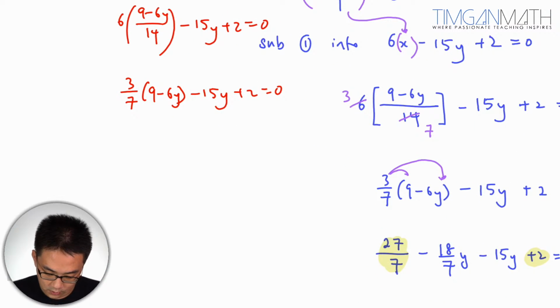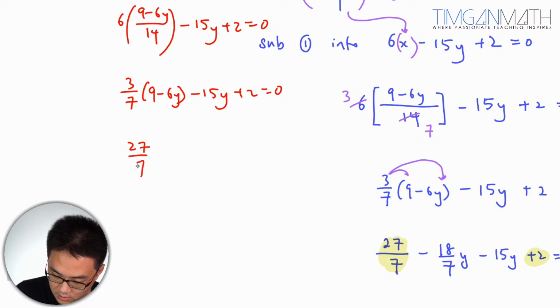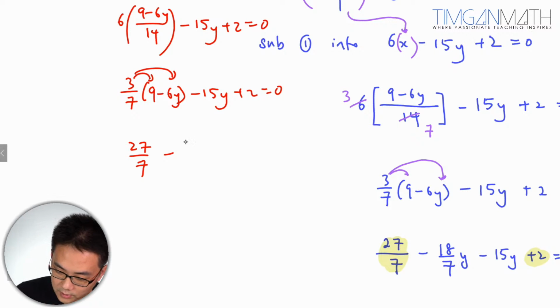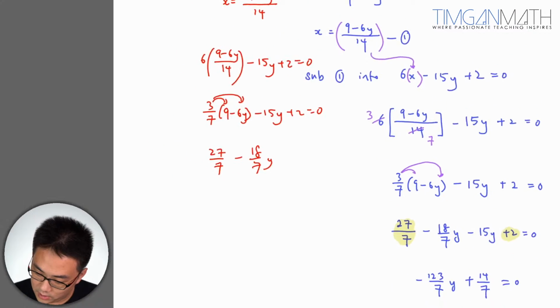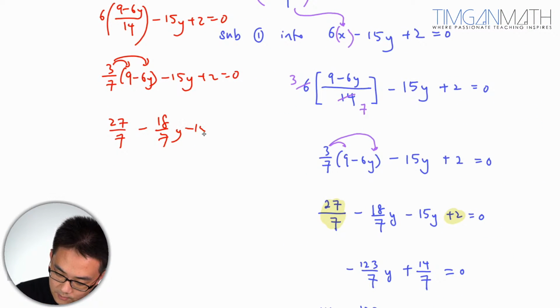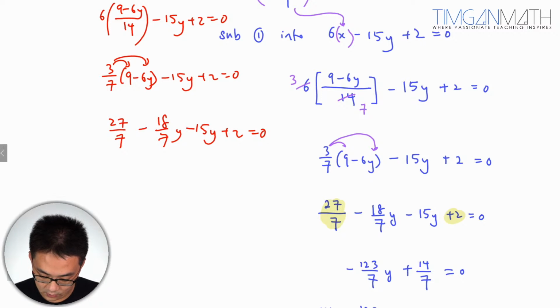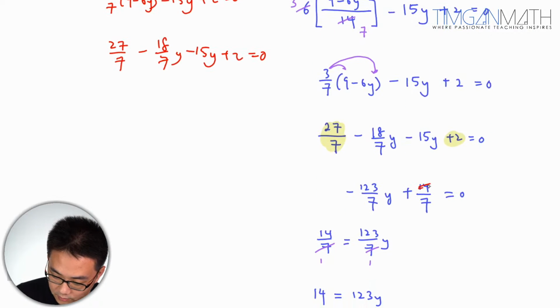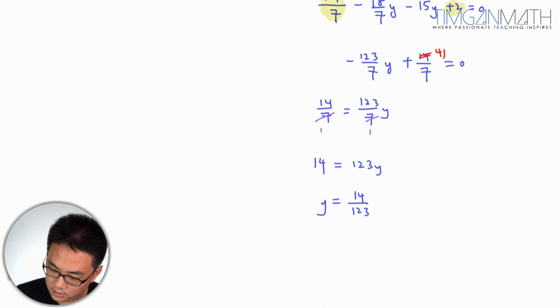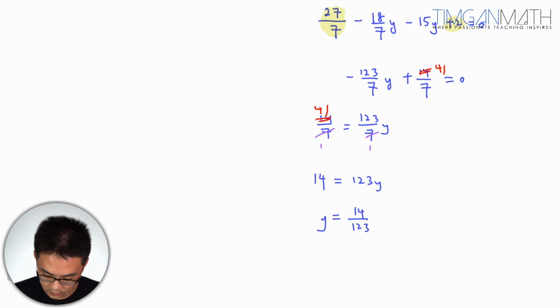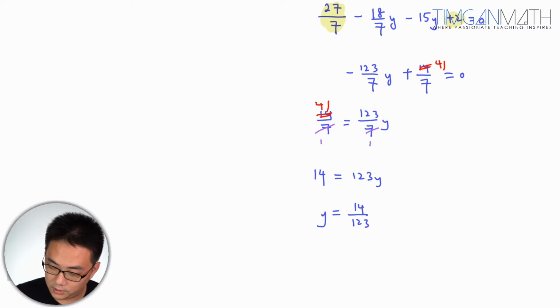And this here will be 3 over 7 times 9, which is actually 27 over 7. I distribute this in: 6 times 3 over 7, which is 18 over 7y. Is that 18 over 7y? Yes, minus 15y plus 2 equals 0. So 27 over 7 plus 2 will be 41 over 7. My goodness, this is the culprit. So this is 41 over 7.